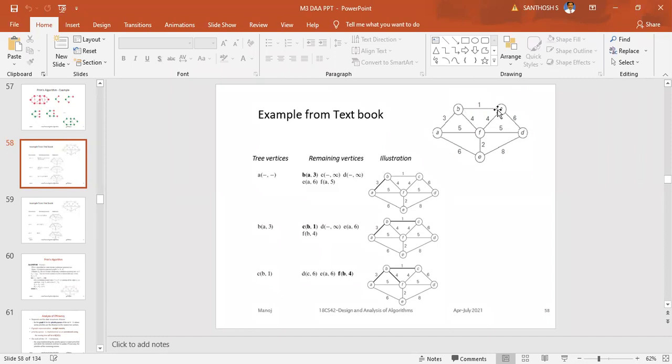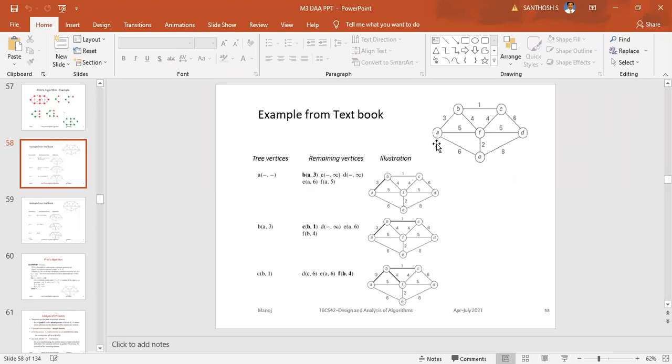So from B, you have to see which is reachable. From B, which are the remaining vertices? C, D, E, F. A is already there. So from B, which are reachable? C is reachable at path 1. Is D reachable from B? No. Is E reachable from B? Yes, from A and B. From B to A, it is 3. So yes, B is reachable. Okay, so that's why you are writing B, A comma 3.